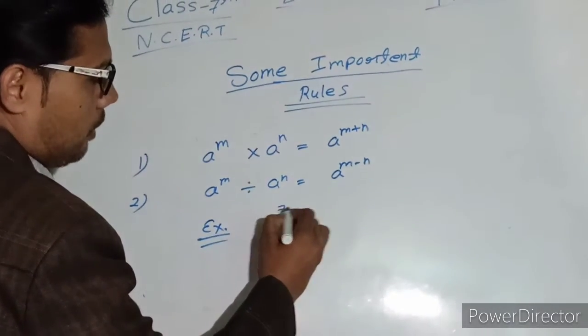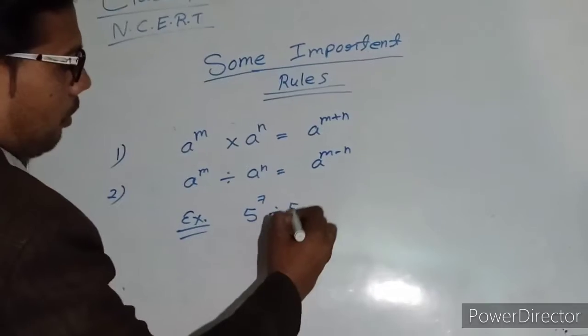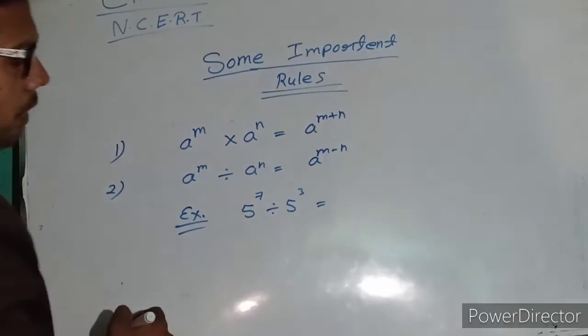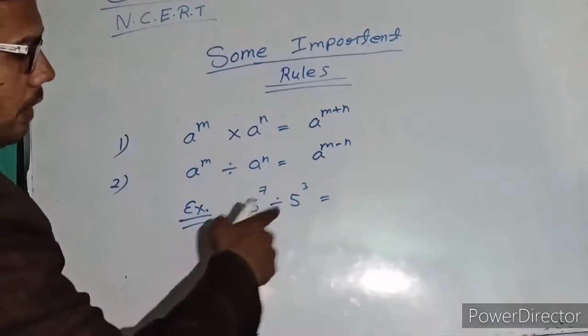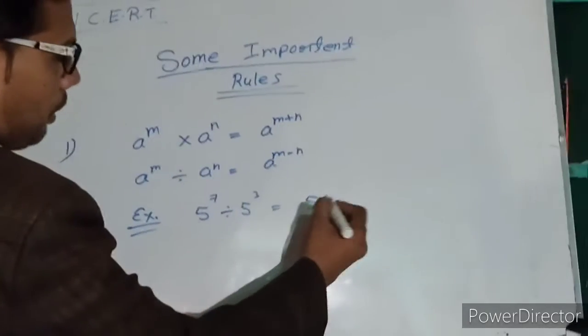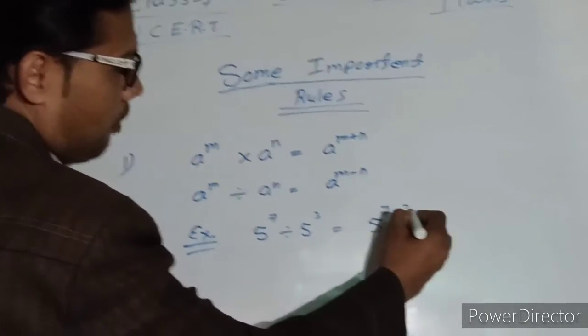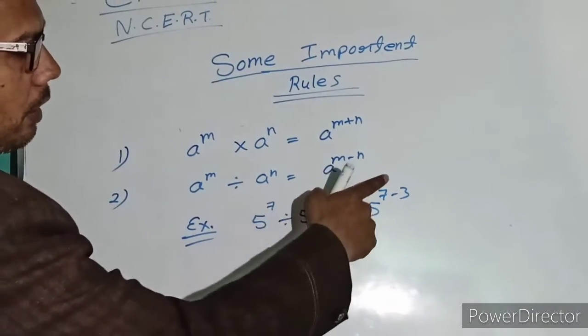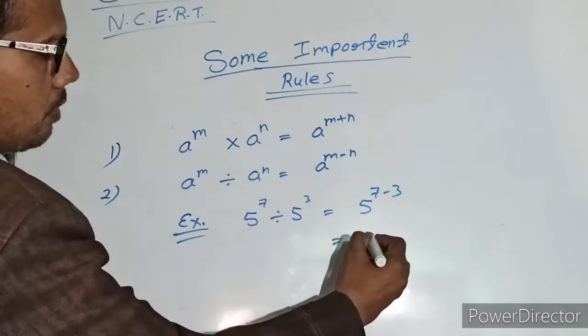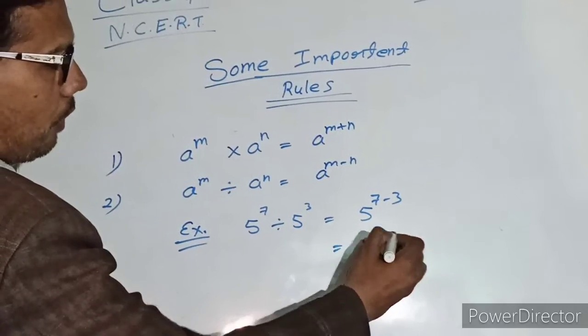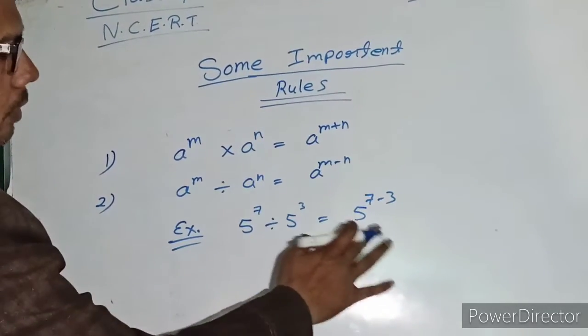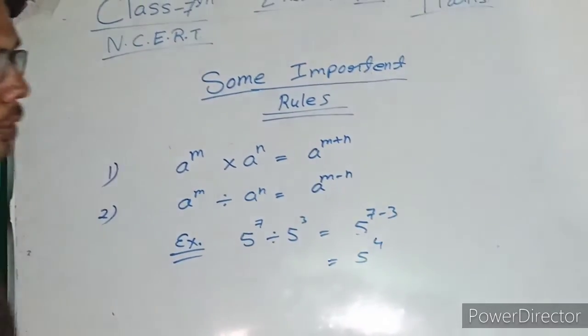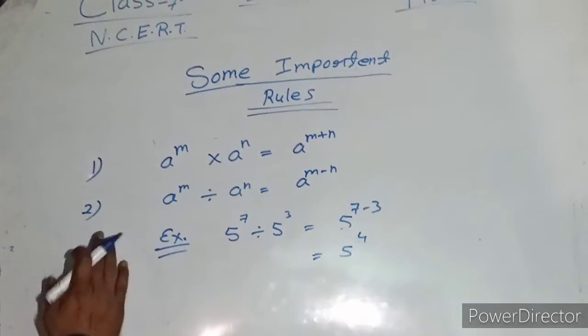For example, 5 raised to the power 7 divide 5 raised to the power 3. So we have a division sign here. So we will do it like this: 7 minus 3. 5 one time and powers in minus. So the answer is 5 raised to the power 4. Okay, so it is clear.